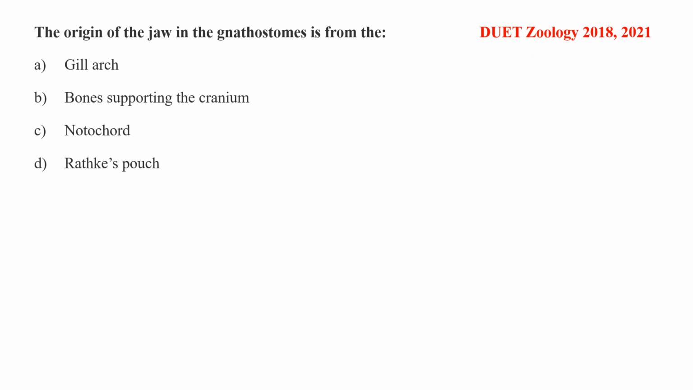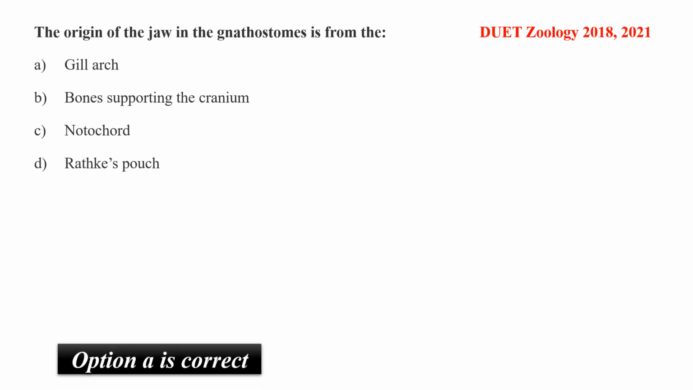The origin of the jaw in the gnathostomes is from the gill arches, bone supporting the cranium, notochord, or Hox pouches? Basically, gnathostomes develop jaws to capture larger prey. So they have a very large buccal cavity so that they can capture the larger prey. And these jaws developed from the simple transformation of their ancestral gill arches, especially the rostral gill arches or mandibular arches. So hence, the origin of the jaws in the gnathostomes is from the gill arches. Option A is correct.